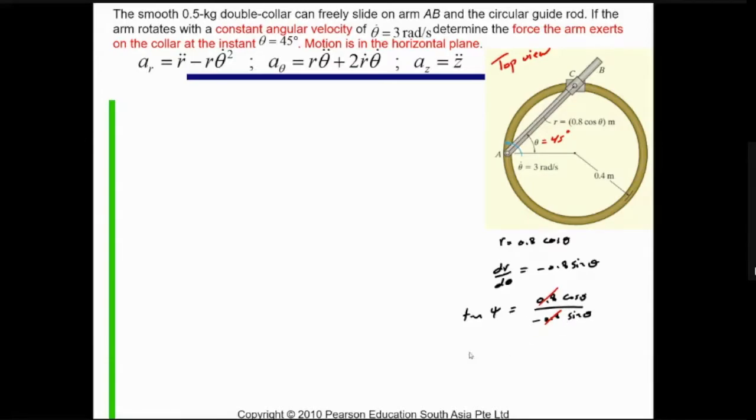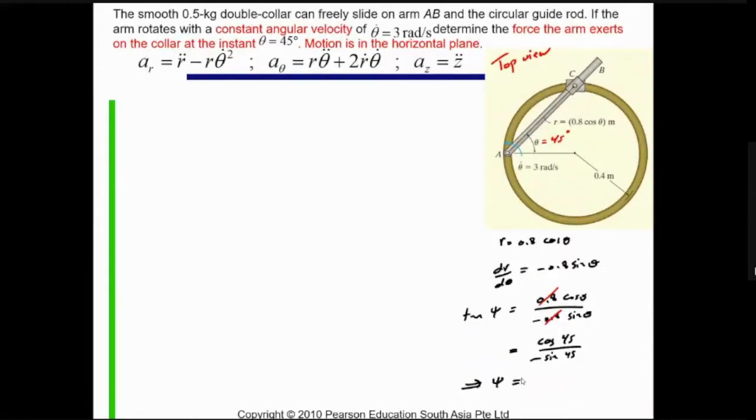So now this equals 2 cosine of 45 divided by negative sine of 45. Accordingly, please estimate the psi. So that is negative 45 degrees.